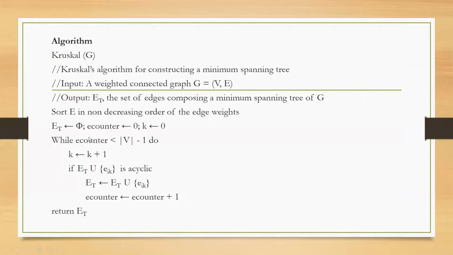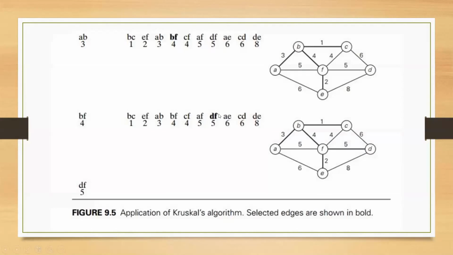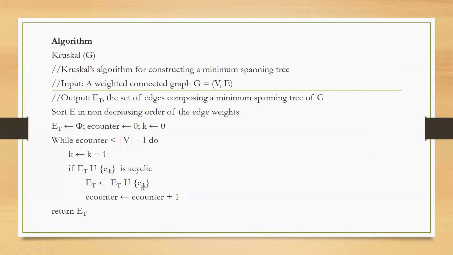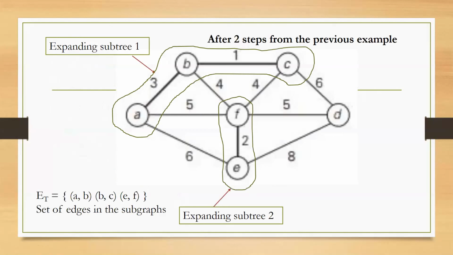Once again it goes to the while loop. So once again it is lesser. E counter 4 is lesser than 5. So K gets incremented. K becomes 7. Okay, now the seventh edge DF. You are considering DF, and hence you are including that DF into the edge set ET, and you are incrementing the E counter. E counter becomes 5. 5 lesser than 5 is false. It comes out of the while loop. Finally, edge set ET is returned. So this is how the algorithm works.